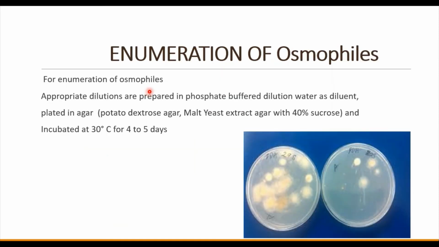Then how can we enumerate them? So the enumeration of osmophiles is going to be done by appropriate dilutions prepared in phosphate buffered saline or water as a diluent. Then they are going to be plated on agar. That means the sample of 0.1 ml is plated on agar like potato dextrose agar or malt yeast extract agar with 40% sucrose. As it is a yeast, we have to take the potato dextrose agar and then incubate at 30 degrees centigrade for 4 to 5 days. Then we can observe the yeast growth. There you can enumerate and find the colony forming units, and we can find the osmophiles.